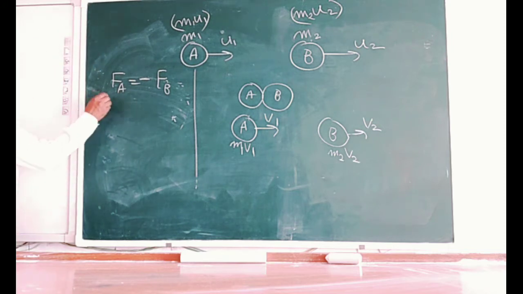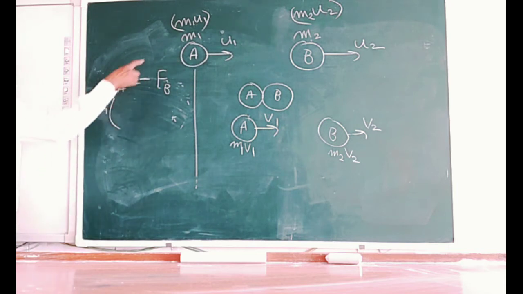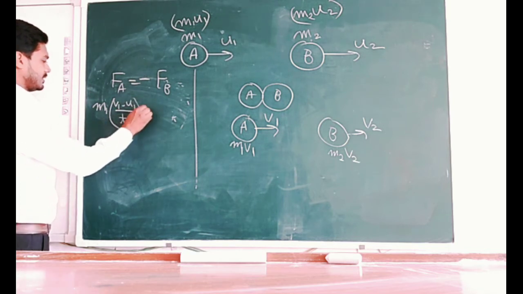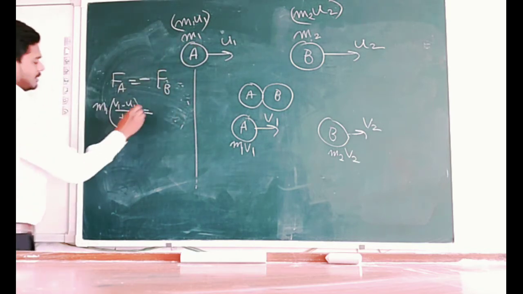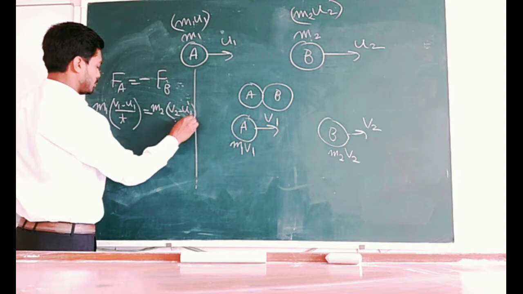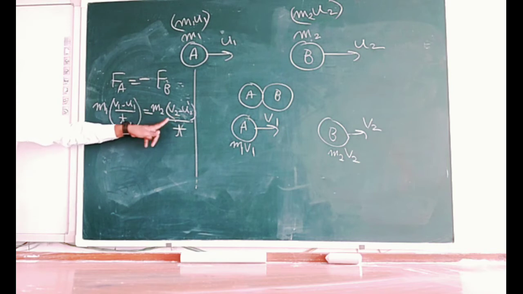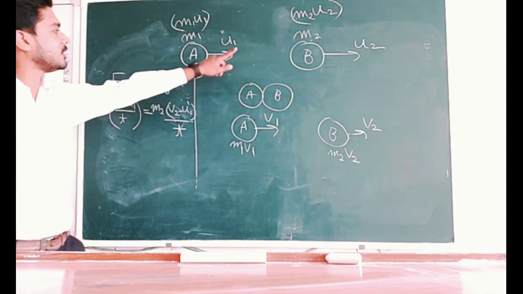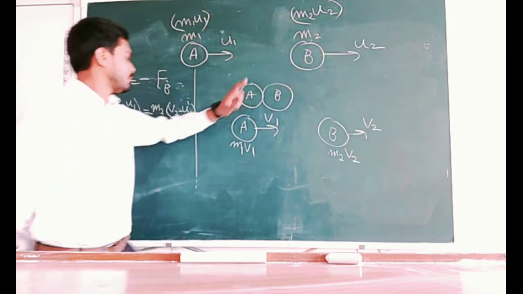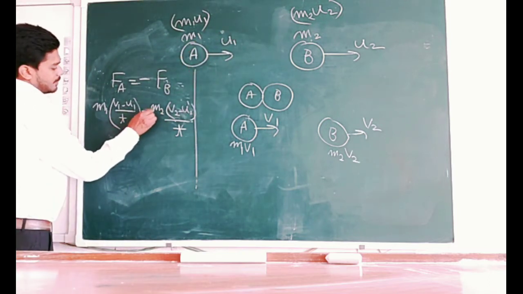Then for A, mass is m1, and the acceleration is v1 minus u1 by t, which is equal to, for B, m2 into v2 minus u2 by t. Mass into acceleration, where acceleration is the change in velocity, and here the change is from u2 to v2, that is v2 minus u2. For A the change in velocity is v1 minus u1, and keep here a minus sign.